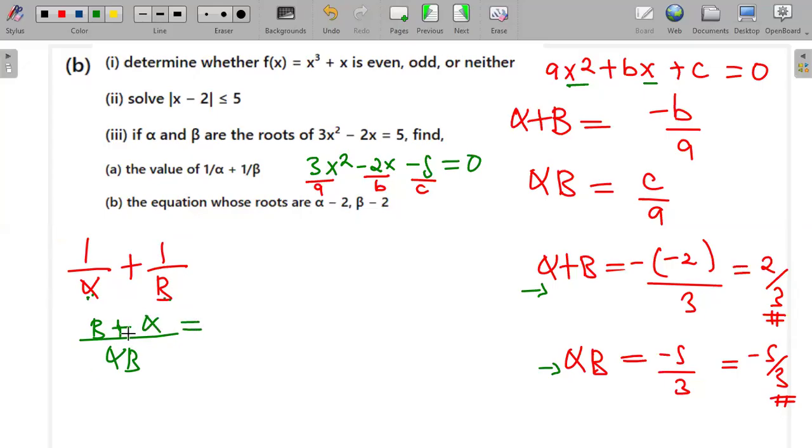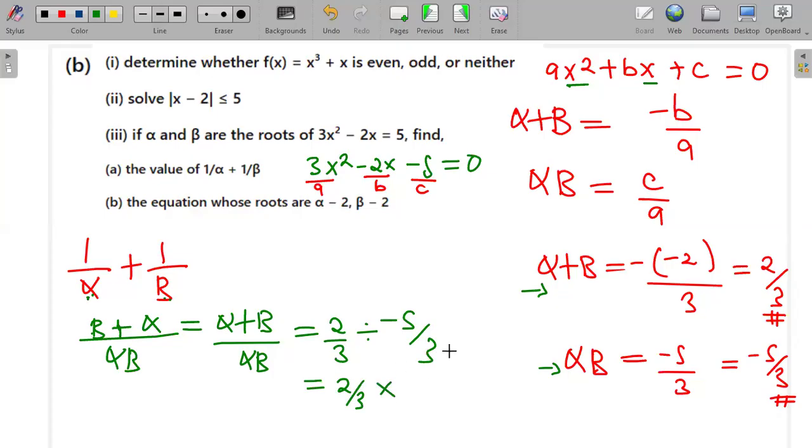But we know from binary operations that addition is commutative. So what I have on top, I can write as alpha plus beta, divided by alpha beta. So we know the value of alpha plus beta. It's 2 over 3. And then I'm dividing that by the value of alpha multiplied by beta, which is minus 5 over 3. So this is going to be 2 over 3 multiplied by this one switched. So the 3 goes up, the minus 5 goes down. I have minus 3 over 5.